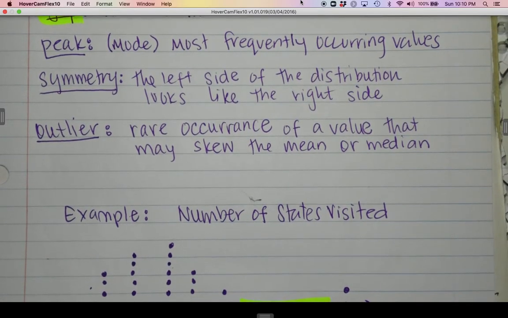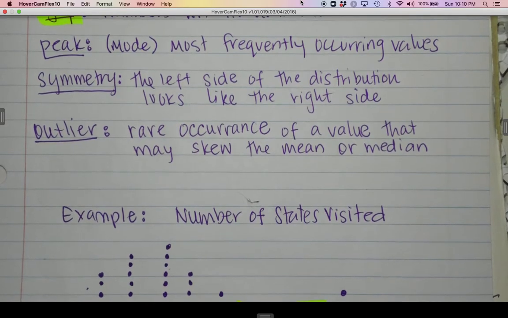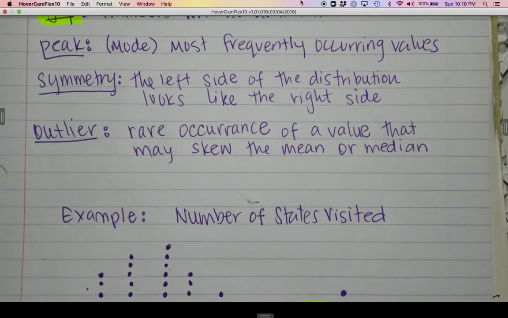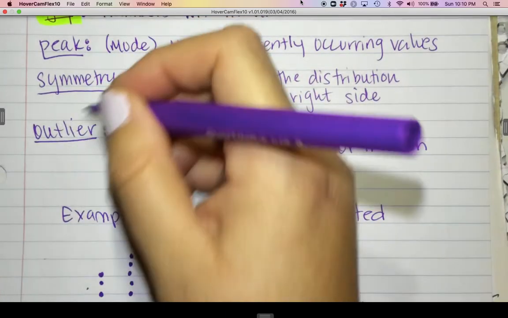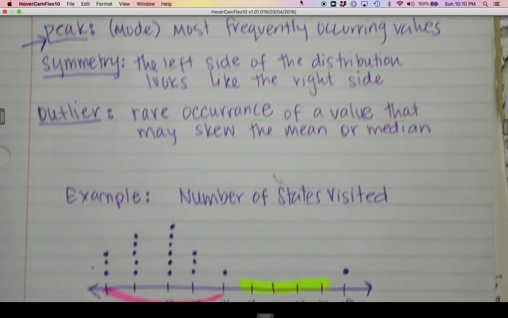I guess we could do a peek. I'm going to run out of highlighters. I don't know if I have enough. I'll just show you this. A peak, I'm going to keep it in purple.